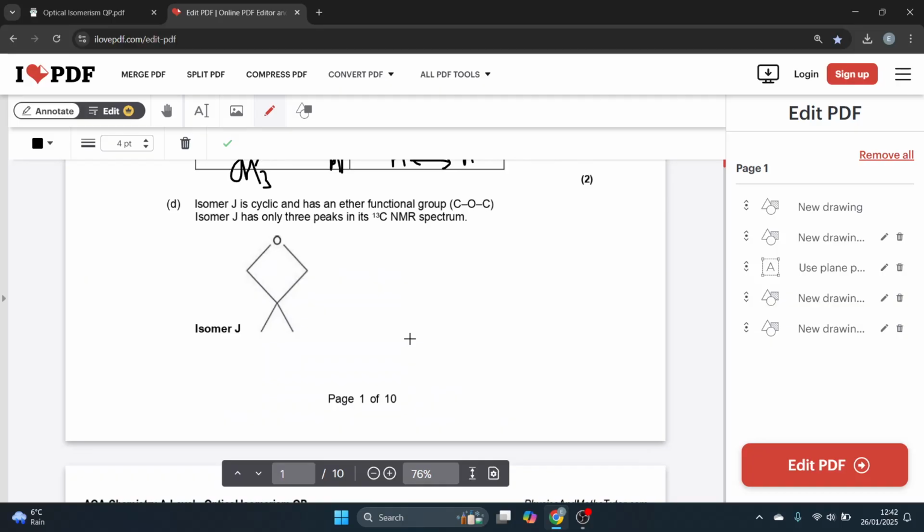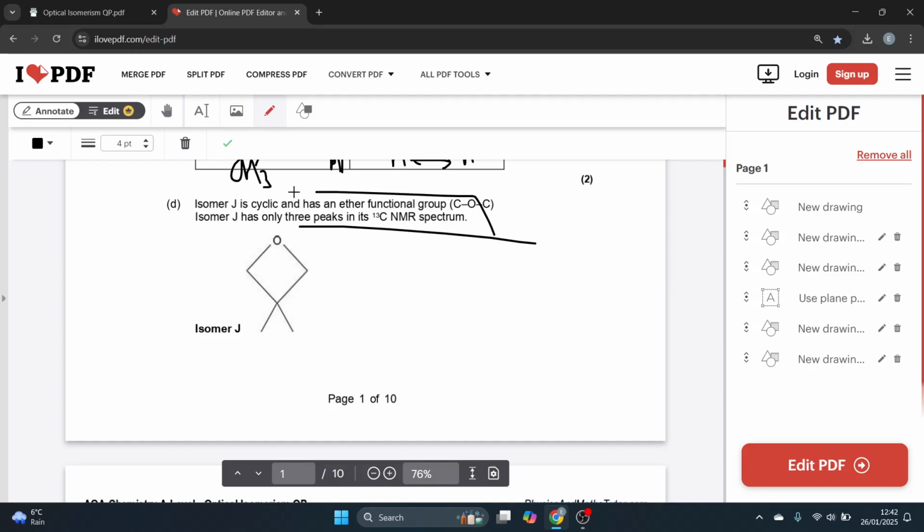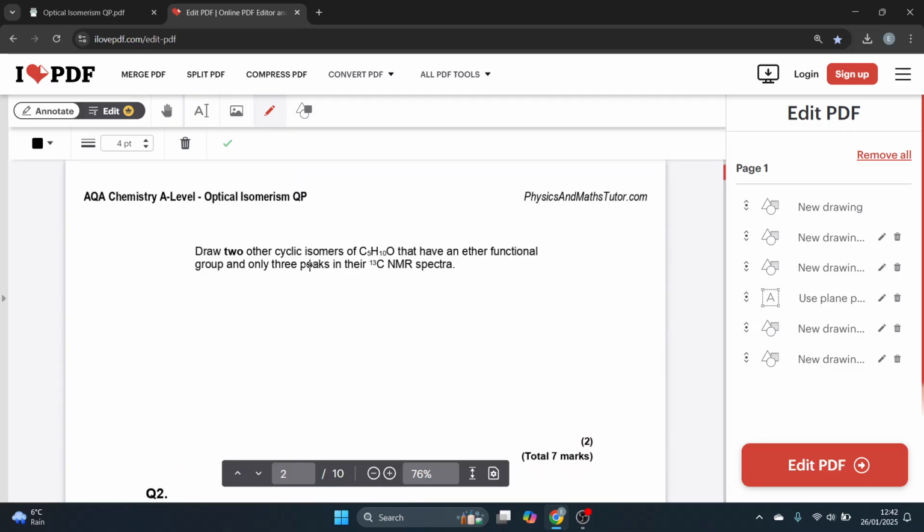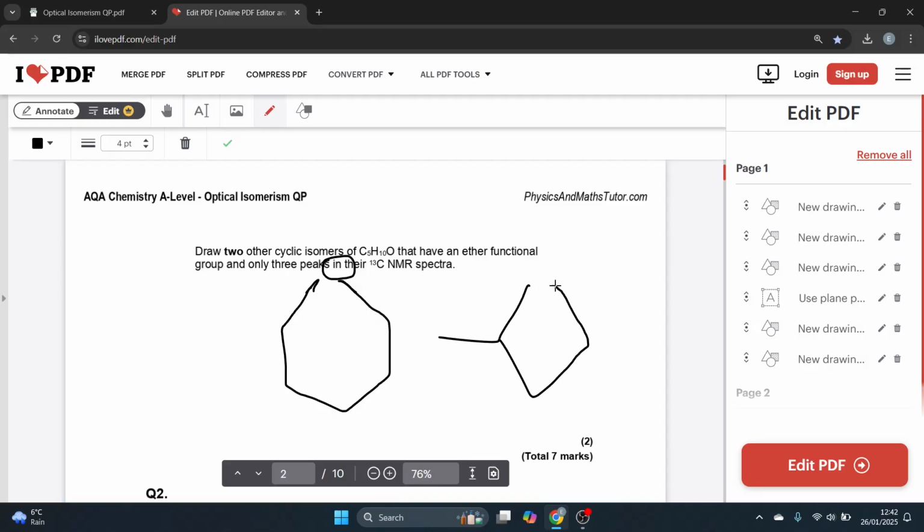Part D says isomer G has an ether functional group and has only 3 peaks in its 13C NMR spectrum. Draw 2 of the cyclic isomers that have an ether functional group and only 3 peaks in their 13C NMR spectra. And only 3 peaks.